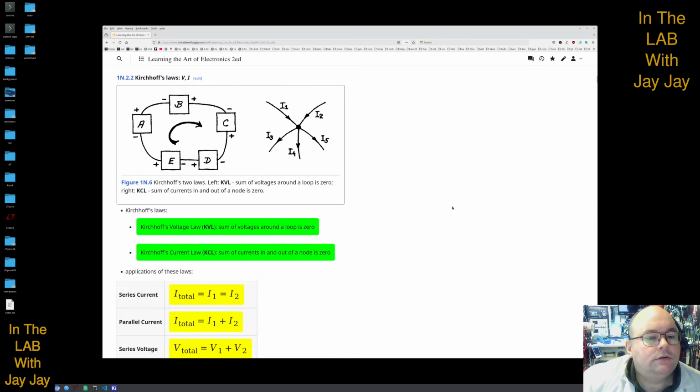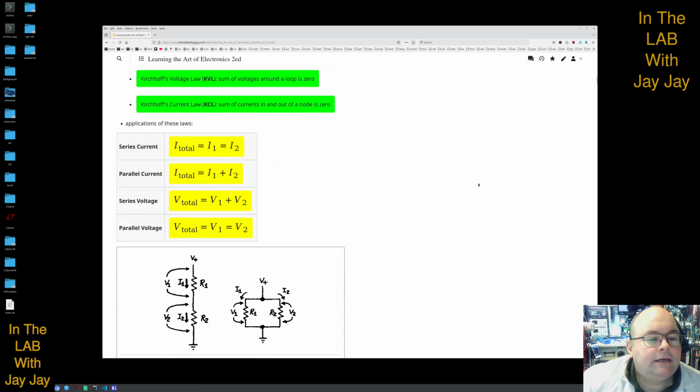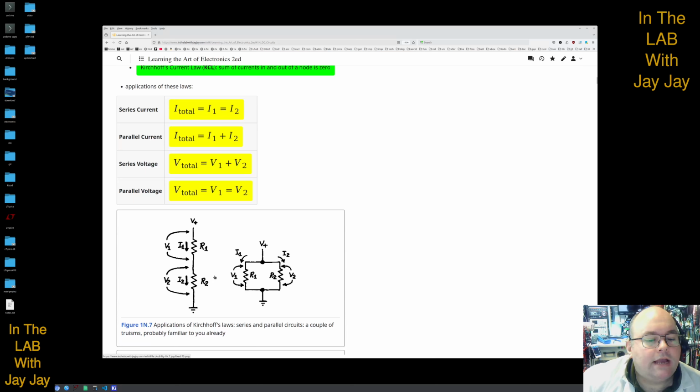Now here's Kirchhoff's two laws. We've got Kirchhoff's voltage law, KVL, and Kirchhoff's current law, KCL. The KVL states that the sum of voltages around a loop is 0. And Kirchhoff's current law, the sum of currents in and out of a node is 0. That's what they call the algebraic sum, because the sign indicates direction in or out. And then there's the two cases here where you've got two resistances in series or two resistances in parallel.